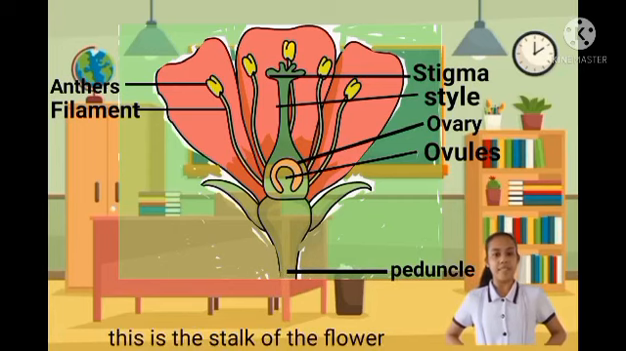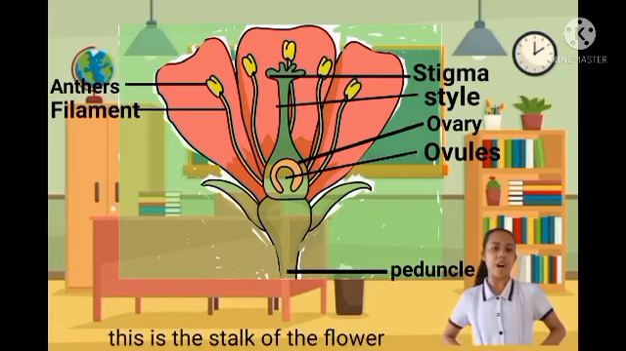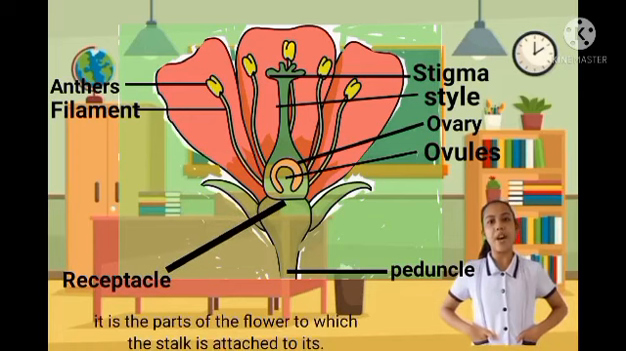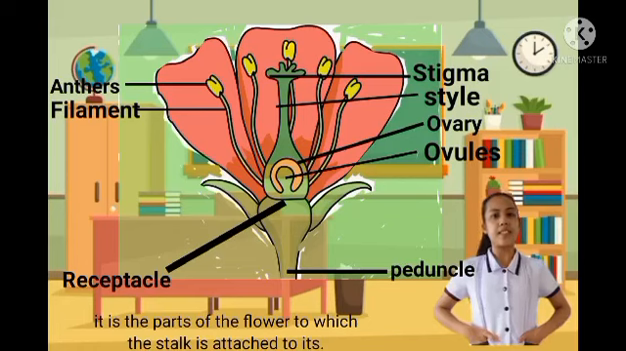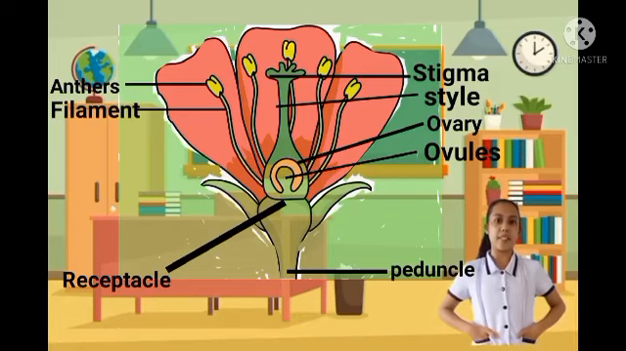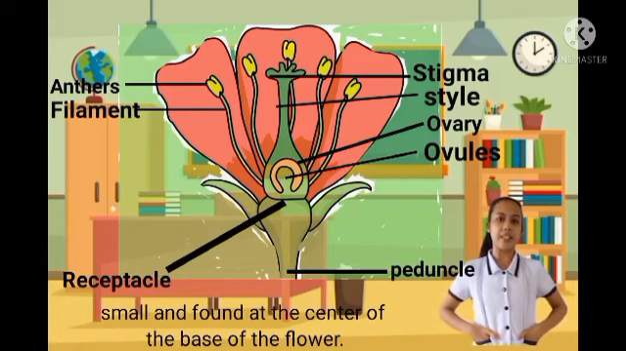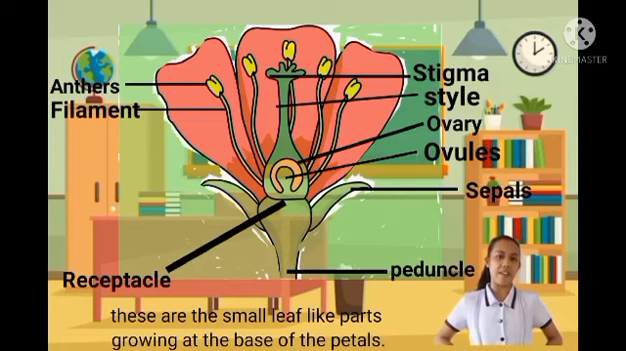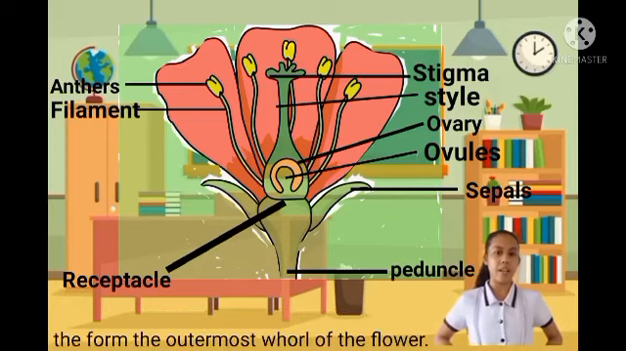Peduncle. This is the stalk of the flower. Receptacles. It is the part of the flower to which the stalk is attached. Small and found at the center of the base of the flower. Sepals. These are the small leaf-like parts growing at the base of the petals. They form the outermost whorl of the flower.